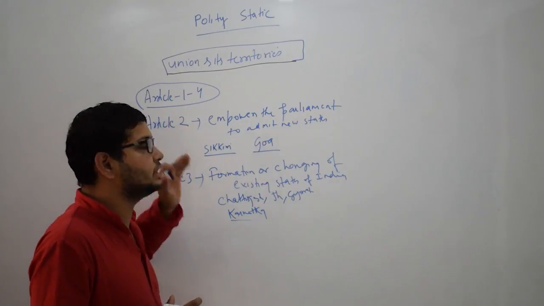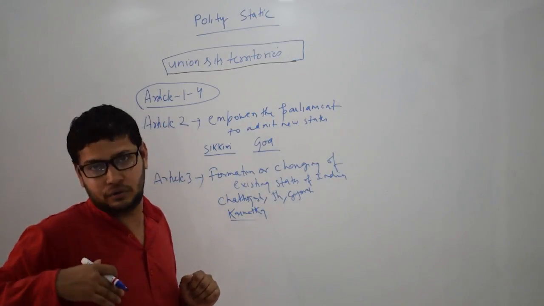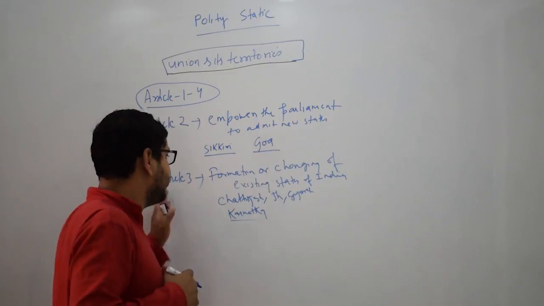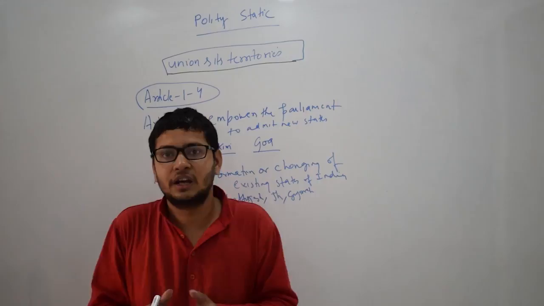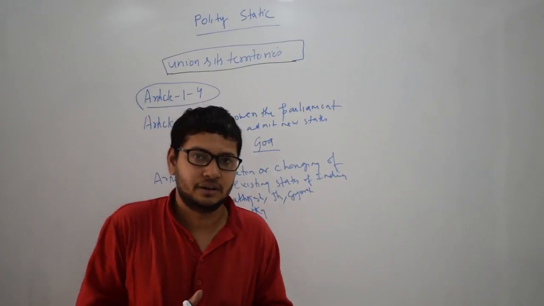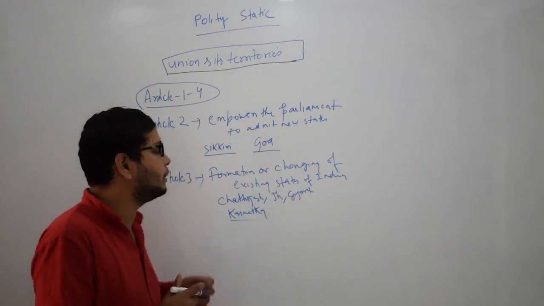Article 2 talks of areas which were never part of India, which became part of India, like Sikkim, Goa. Article 3 talks of Parliament forming new states from the existing states of India. Right? Here is the key difference between 2 and 3.